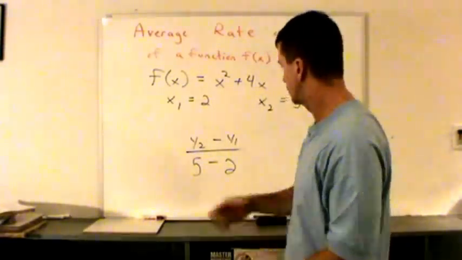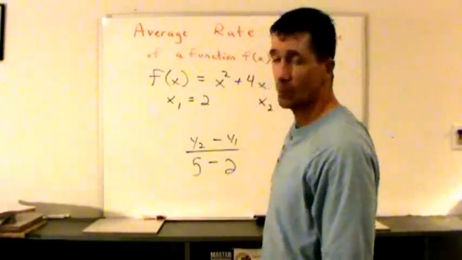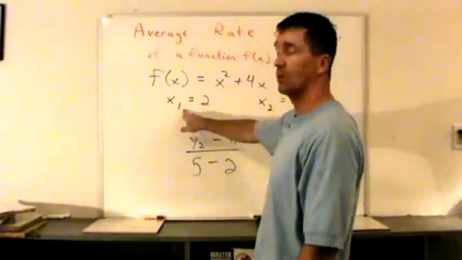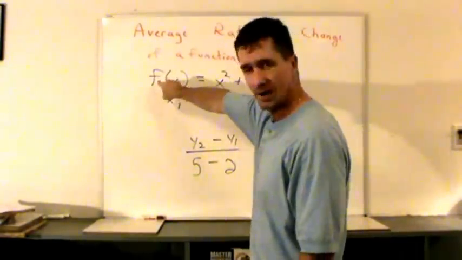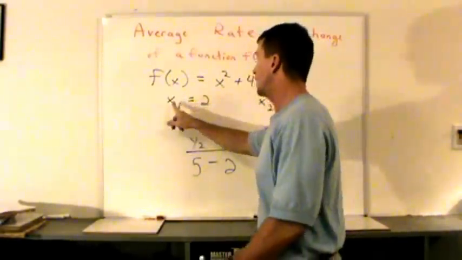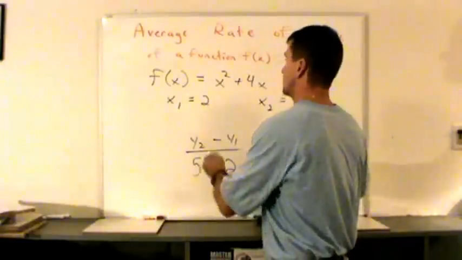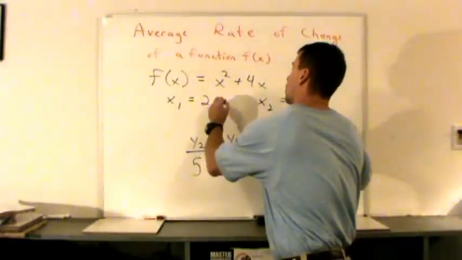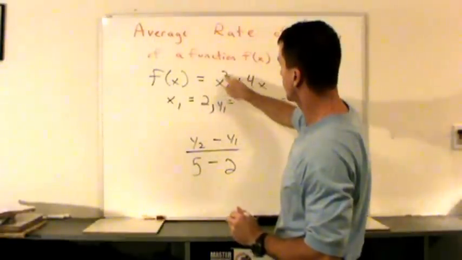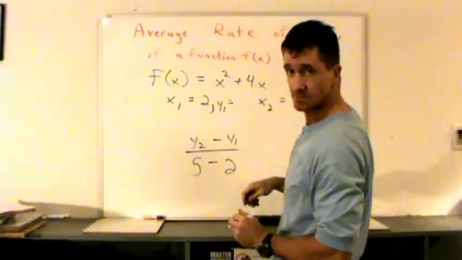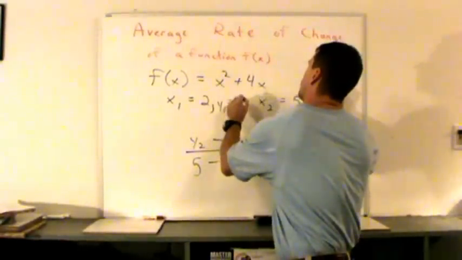Now we're stuck. Where's y sub 2 and y sub 1? It's not given. Well, we have to find them. We have to find the y sub 1. And to do that, we use this equation right here. See, this is y. f of x is y. So to find y sub 1, we need to substitute this 2 into this equation. So I'll just put a comma here. What is y sub 1? That would be 2 squared plus 4 times 2, which is 4 plus 8, giving us 12.